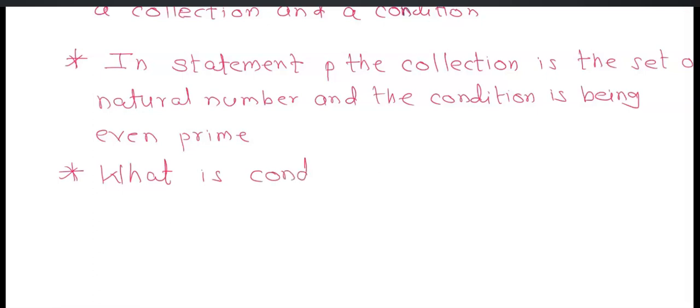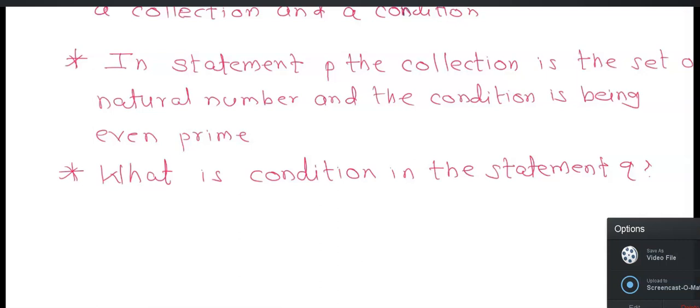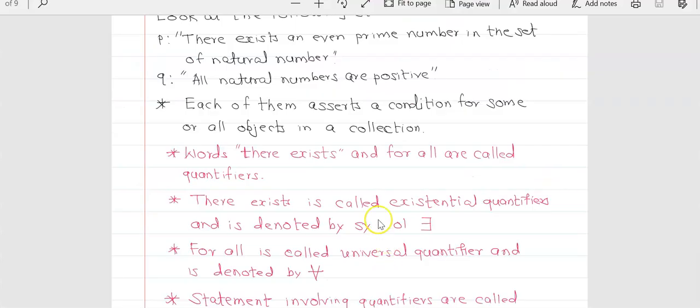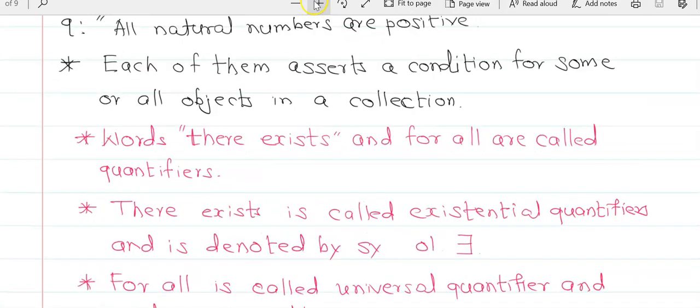Now, what is the condition in the statement Q? Now we'll see that condition. Now see this. The statement Q is: all natural numbers are positive. All natural numbers, this is the collection, and positive is the condition. Now let us go.